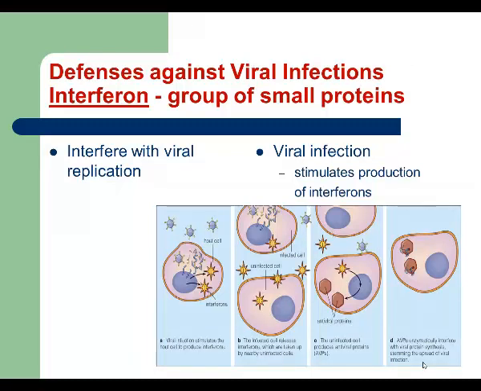Interferons are a group of small proteins that interfere with viral replication. Let's look at this picture here on this slide. What you can see on this first picture is some kind of cell. We will call it a host cell, and those are viruses that are going to infect this host cell. As soon as this host cell gets infected, it will start producing interferons, small proteins that will interfere with replication of those viruses.